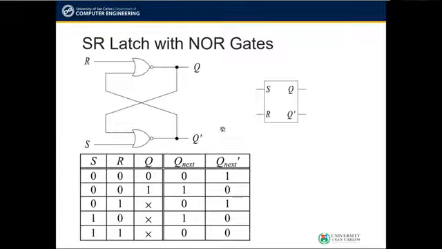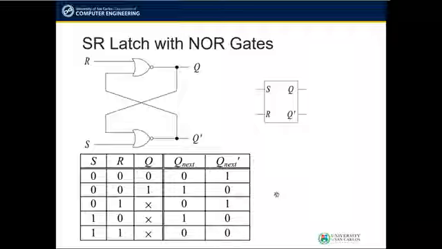Let's discuss the characteristics of an SR latch using the NOR gates. An SR latch implemented using NOR gates has this as the R input and this as the S input. This is the Q output and this is the Q prime output. Take note of the assignments of the inputs and outputs as they cannot be interchanged. This here represents the block diagram of an SR latch using NOR gates.